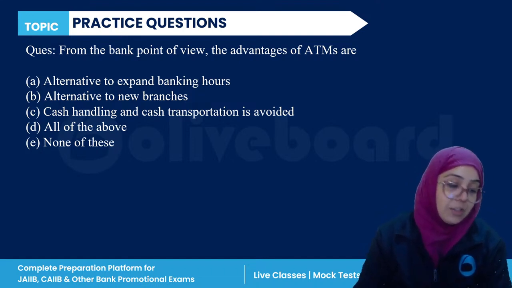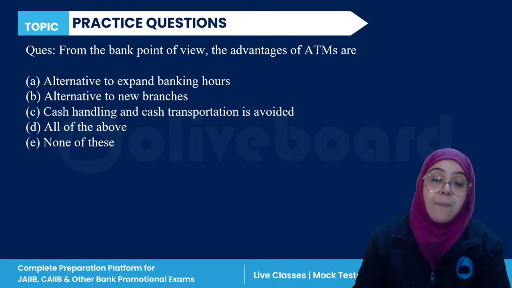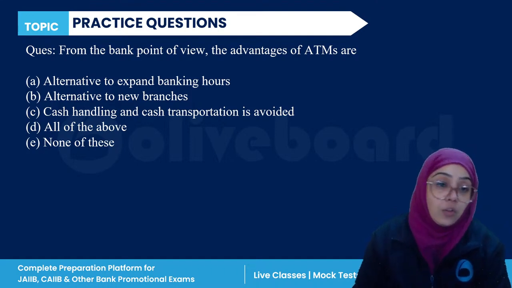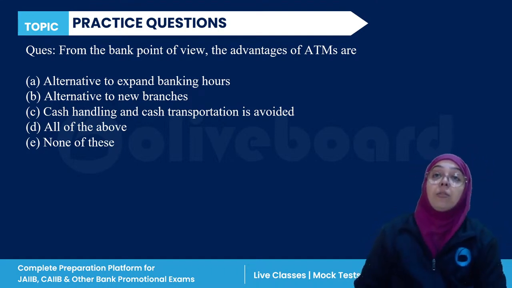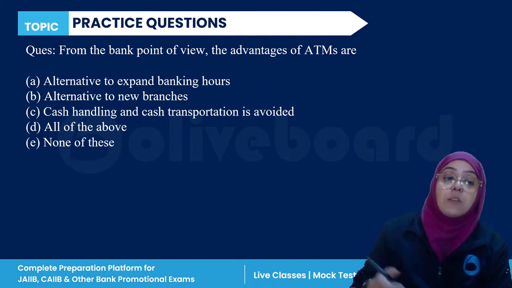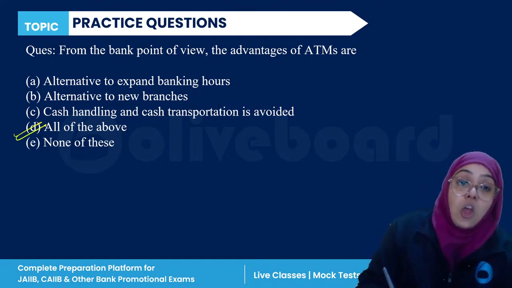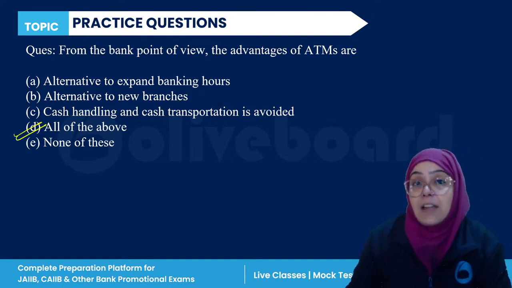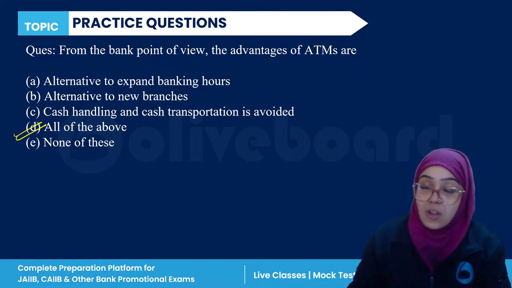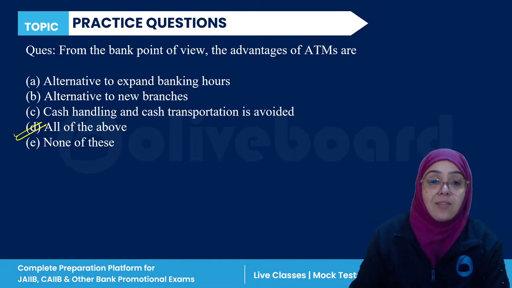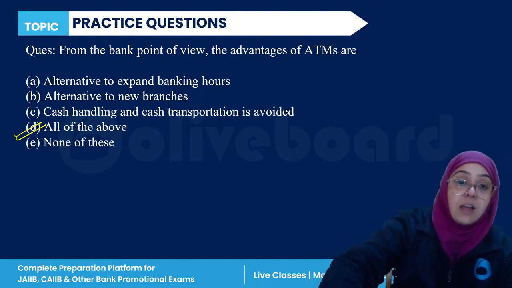So the correct answer for this question: from the bank's point of view, the advantage of ATMs is D. Alternative to expand banking hours to new branches, cash handling and cash transportation. All of the above is the correct answer. So D is the correct answer.